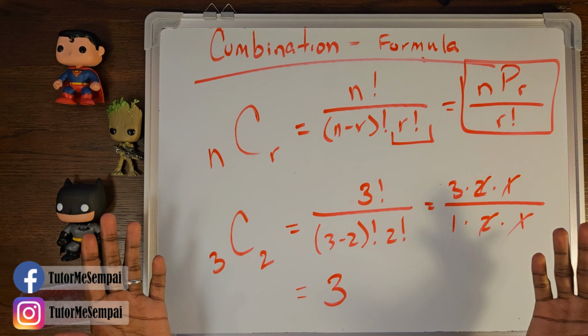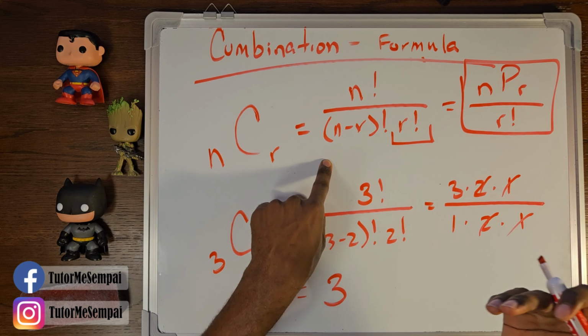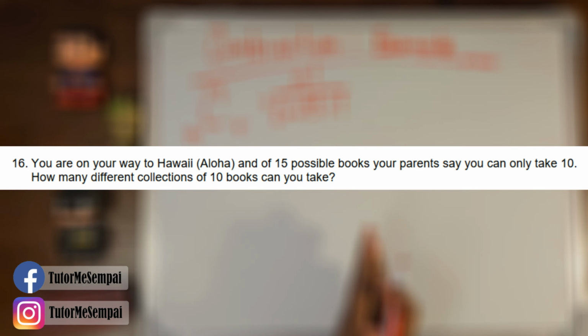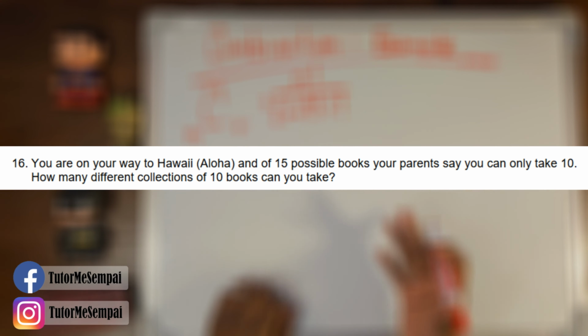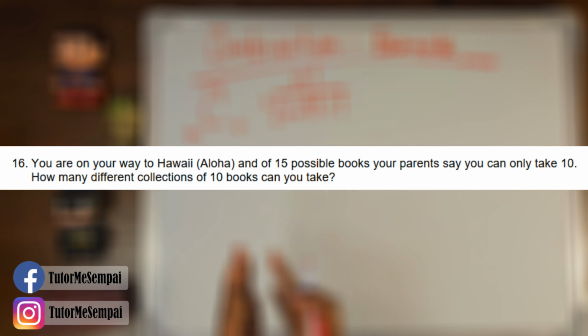Well, speaking of examples, let's use our formula we just talked about to figure out how many different combinations we have in our next example. So our combination example reads as follows. You are on your way to Hawaii, aloha. And of 15 possible books, your parents say you can only take 10. How many different collections of 10 books can you take?